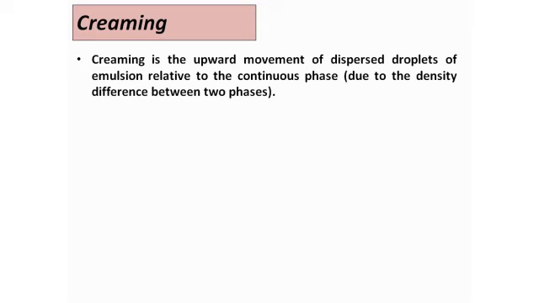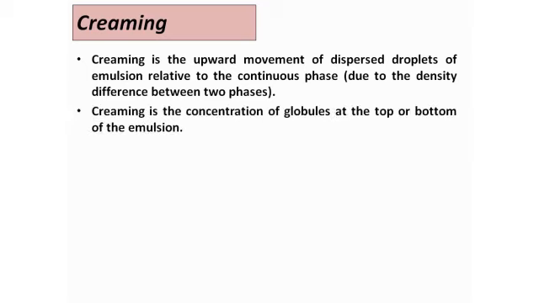So creaming is defined as the upward movement of the dispersed droplets of the emulsion. Upward movement means the dispersed phase will move upward to the top, relative to the continuous phase, and it occurs mainly due to the density differences between the two phases. Creaming is the concentration of the globules at the top or the bottom of the emulsion, meaning the globules will either move upward to the top surface or downward to the bottom surface.